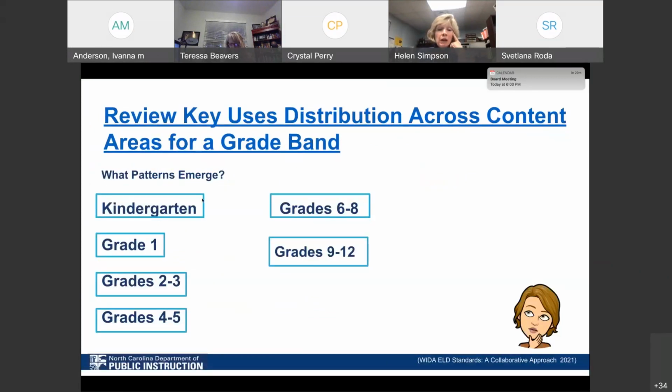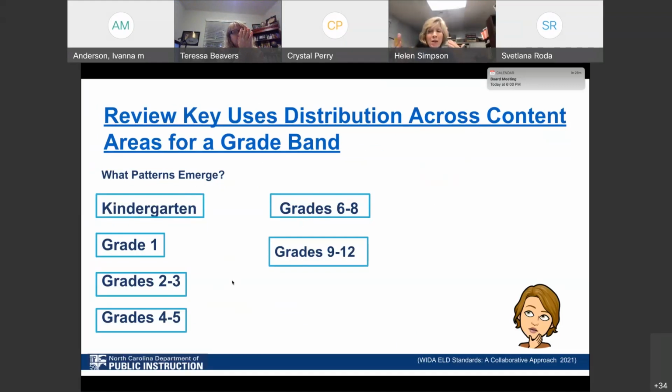And just real quickly, I'm going to summarize for kindergarten and grade one, the most prominent key language use tended to be inform. And then when we hit grades 2-3 and all the way to 9-12, the most prominent language use was argue, and then that was followed by explain.